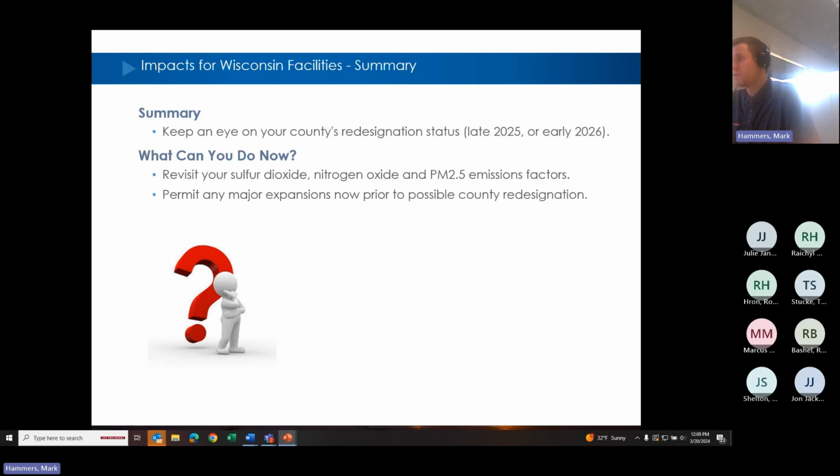I've seen facilities forego major modifications. I've seen facilities pass modeling just by looking at their emission factors and making sure they're actually representative of the processes themselves. Second, if you have any major expansions and you're located in Milwaukee or Waukesha, think about possibly permitting those major expansions now. Because when the county's redesignated in late 2025 or early 2026, it could be a lot harder to permit those major expansions.